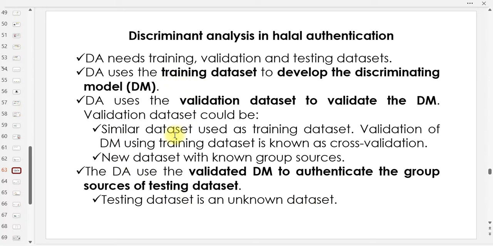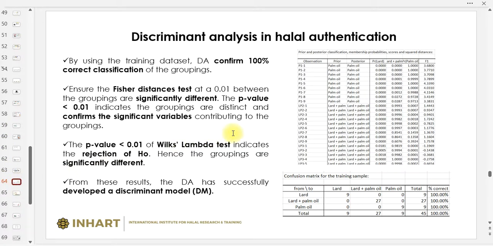So this is just an explanation of the one that I have explained previously, just in writing form. So when we conduct discriminant analysis, the first requirement that we need to achieve is to make sure the discriminant analysis confirms 100% correct classification of the grouping. We have three groups, for example, porcine, bovine, fish. We want to confirm that they correctly belong 100% to those particular groups.